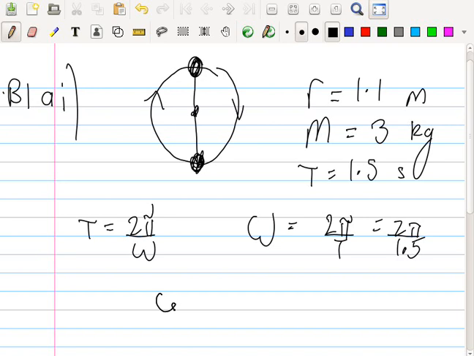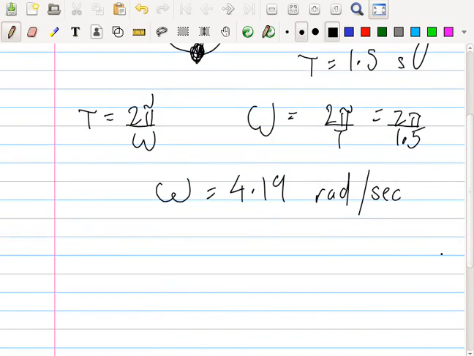Daniel, would you be able to put that in your calculator? 2 pi over 1.5. 4.19 radians a second. Okay, that was part 1.